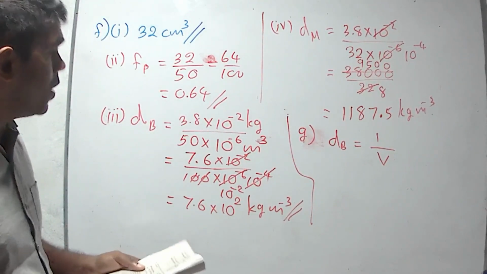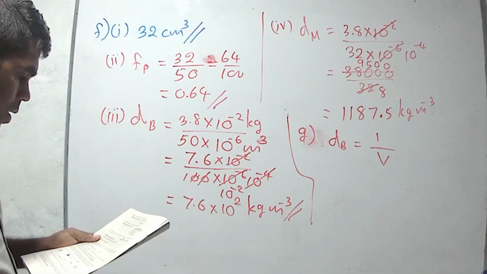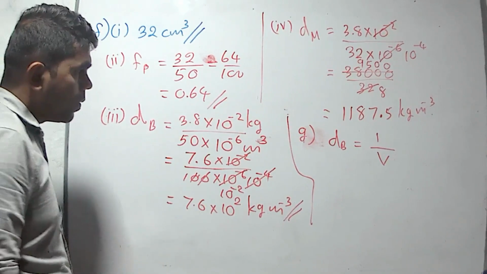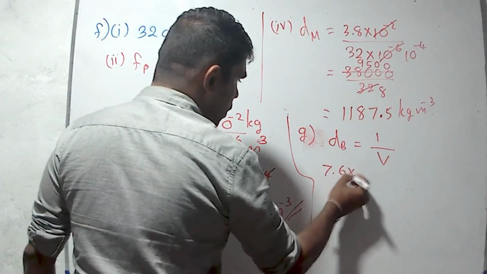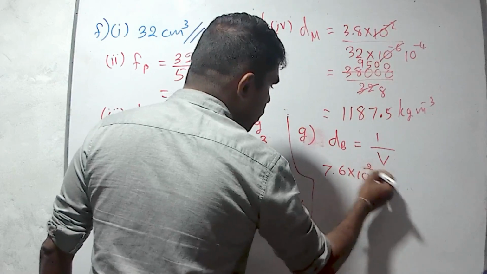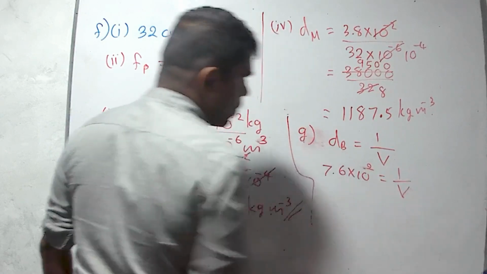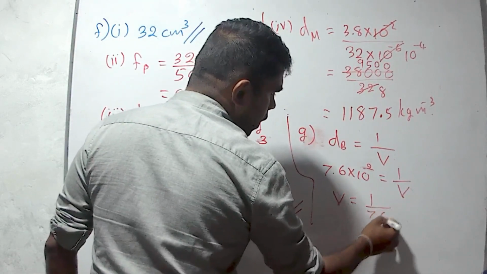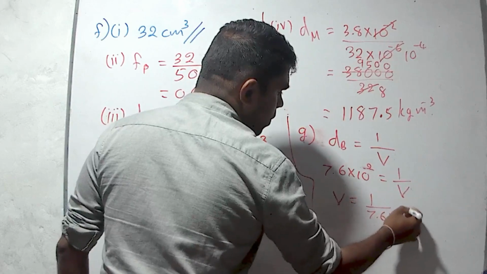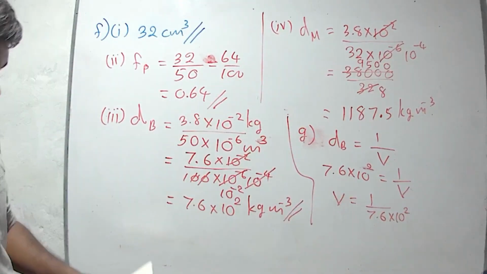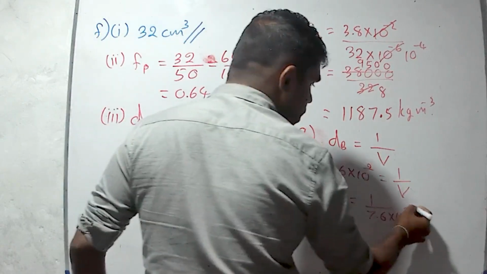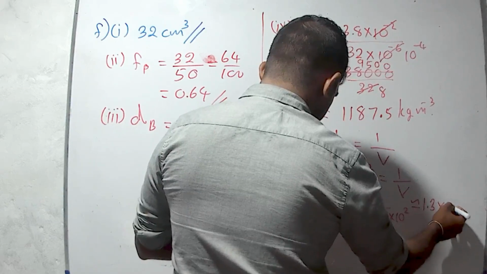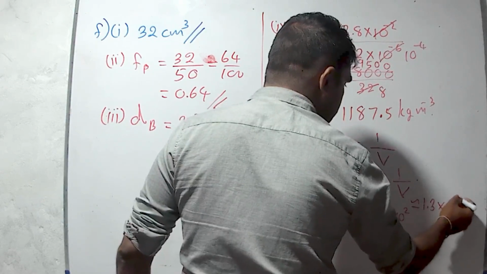We can substitute the bulk density, this value, 7.6 into 10 to the power 2, equals 1 over volume. Now we can get volume: 1 over 7.6 into 10 to the power 2, approximately 1.3 into 10 to the power minus 3 cubic meters.